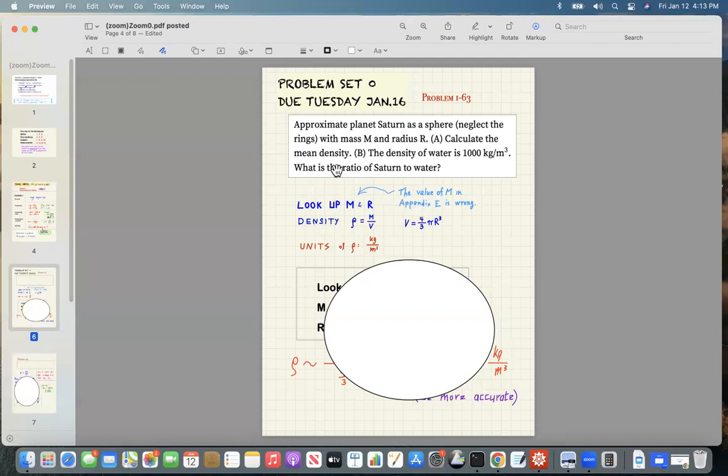Now you can already see what the units of density will be. The numerator here is mass, so that'll be kilograms. We use standard units. And the denominator is volume. Well, the unit of volume is a cubic meter. So the units of rho will be kilograms per cubic meter. Now the question is, what's the number?